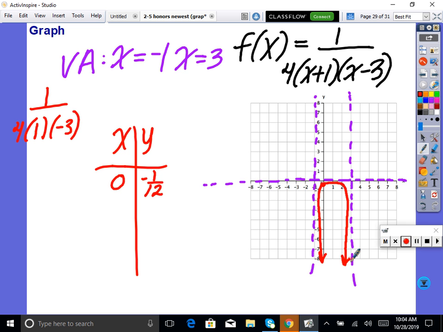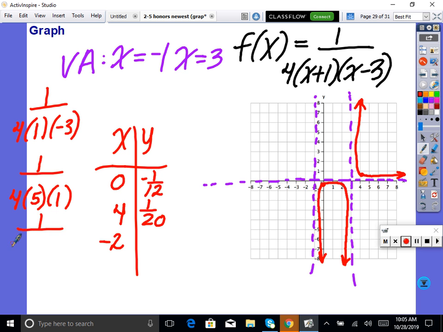Now I'm going to plug in a 4. So that would be 1/4, and then 4 plus 1 is 5, and then 4 minus 3 is 1, so 1/20th. So over 4, up a 20th. So we know we're up here, not crossing. True? And then I'm going to plug in a value on this side of the vertical asymptote, like -2. So that'd be 1/4 times -2 plus 1 is -1, and -2 minus 3 is -5. A negative times a negative is a positive. So this is 1/20th again. So over -2, up a little bit. So then my graph is up here.